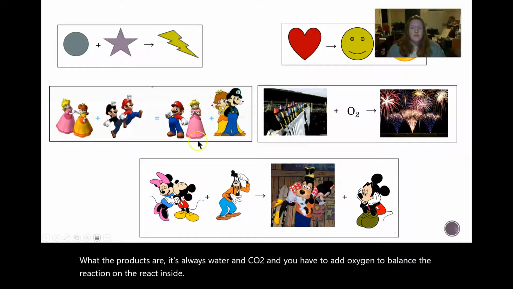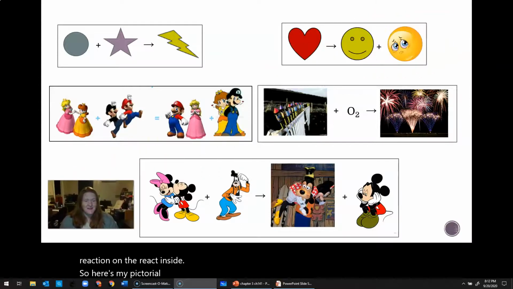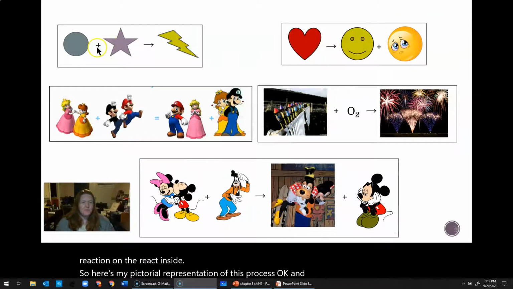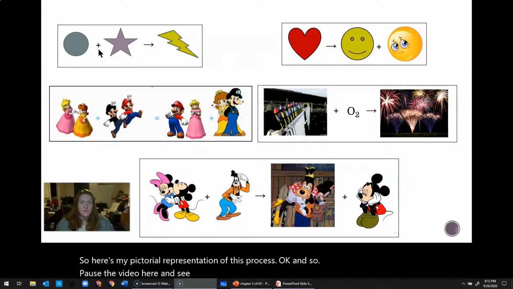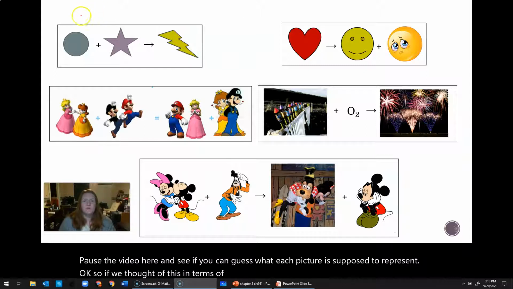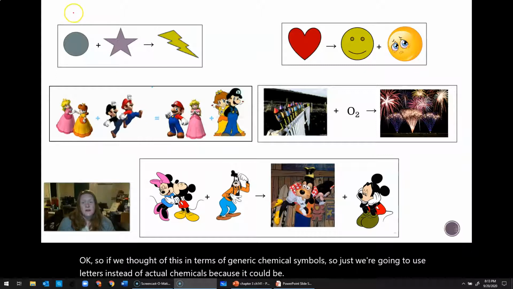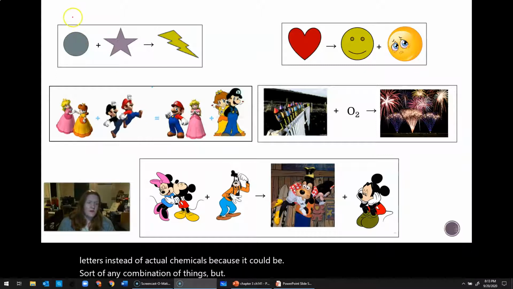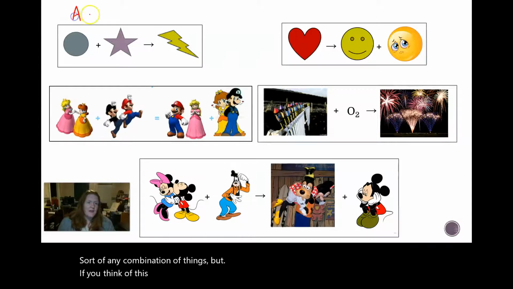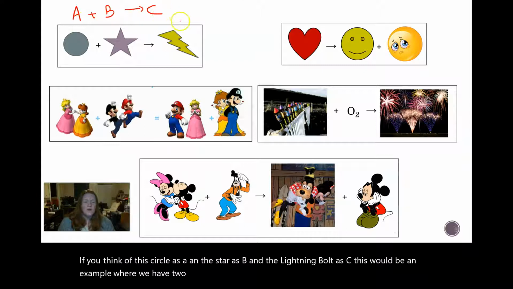So here's my pictorial representation of this process, okay? Pause the video here and see if you can guess what each picture is supposed to represent. Okay, so if we thought of this in terms of generic chemical symbols, we're going to use letters instead of actual chemicals because it could be any combination of things. If you think of the circle as A and the star as B and the lightning bolt as C, this would be an example where we have 2 reactants forming one product.